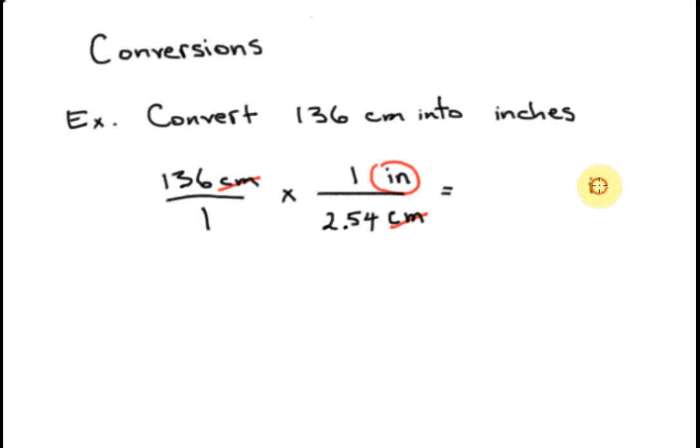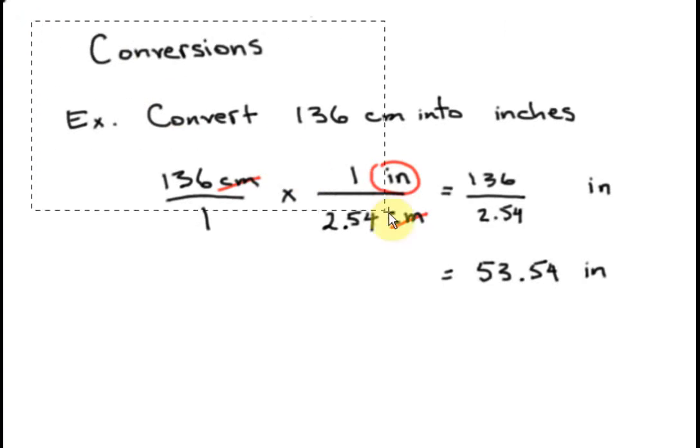So now how do I do the math? Well, on the top I have 136 times 1, so basically 136 on the top, and on the bottom I have 1 times 2.54. So all I'm really going to do now is take 136 and divide it by 2.54, and that converts this nicely into inches. So there we go, working to 2 decimal places. All right. Let's move on to my second example.